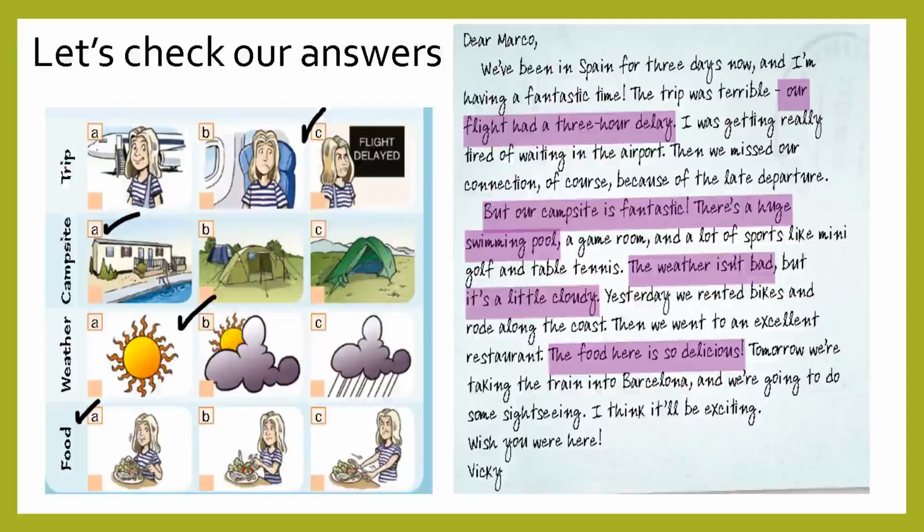And the weather, what's about the weather? The correct answer is letter B, very good. In the text it says the weather isn't bad, but it's a little cloudy, okay? And what's about the food? The correct answer is letter A. The food here is so delicious.